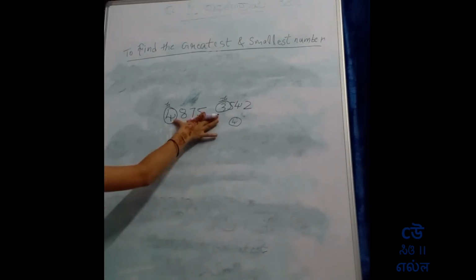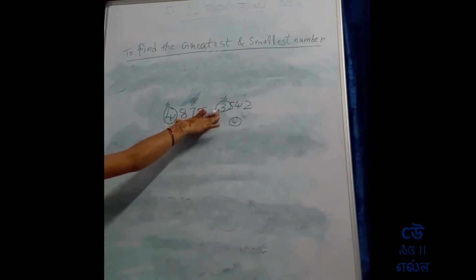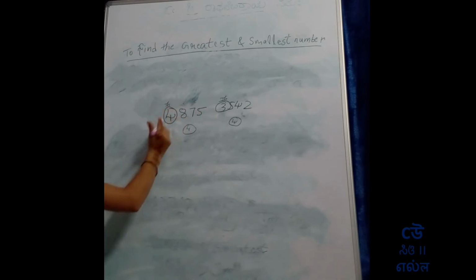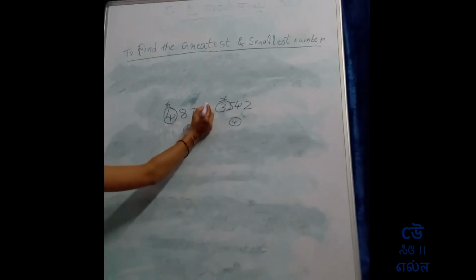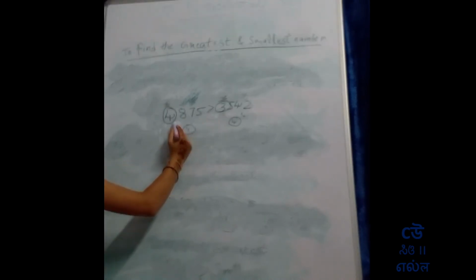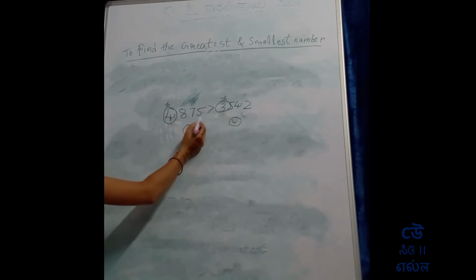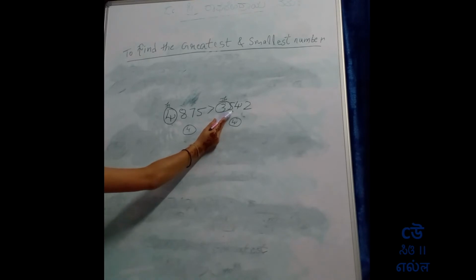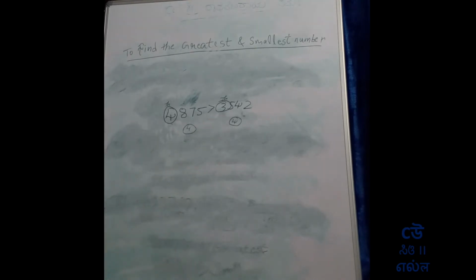So in these two numbers, which is the greatest number? That is 4. 4 is the greatest number. So obviously 4875 is greater than 3542. So this will be the greater number.